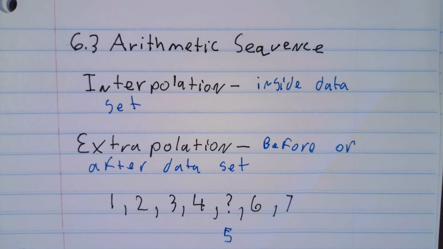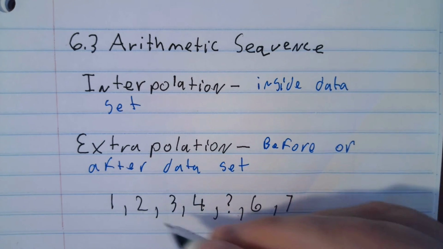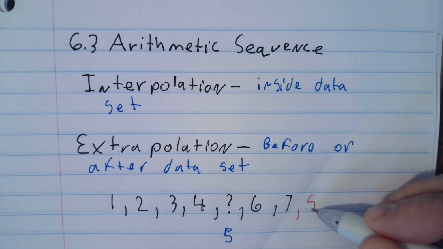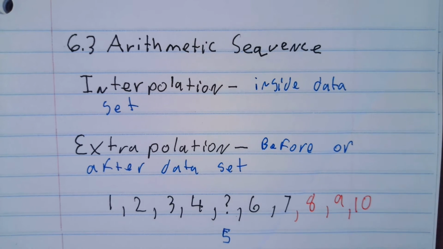Okay? Extrapolation is if we would keep going. So we are going to have 1, 2, 3, 4, 6, 7. So probably it's 8, 9, 10. So that would be basically predicting the future of what the person is going to do or what the data set is going to do.